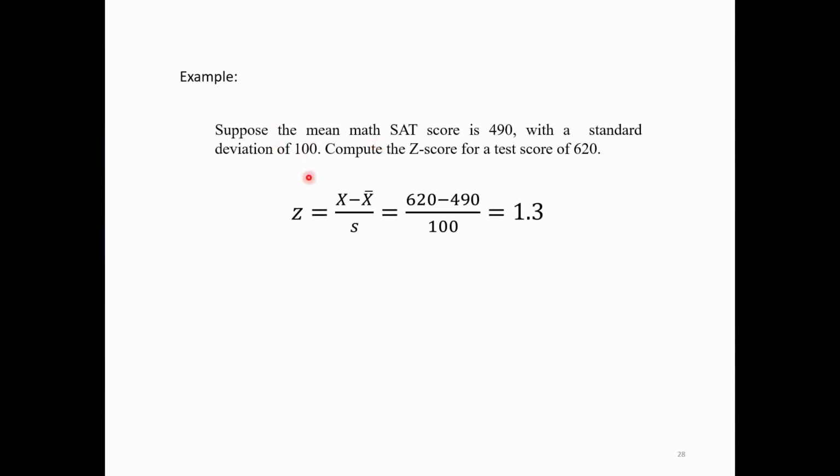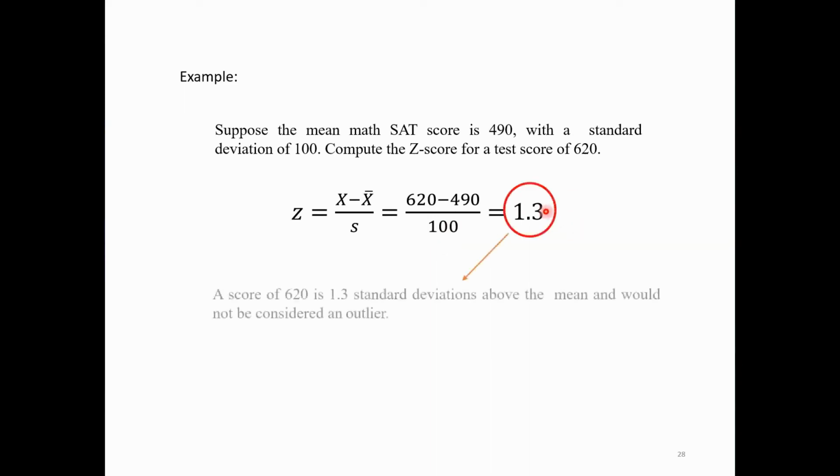So if you consider this particular example, suppose the math SAT score mean is 490 with a standard deviation of 100. If you're asked to calculate the Z score for a test score of 620, you take the 620 data point, deduct the mean value, which is 490, and divide it by 100. You get 1.3 as your Z score. How do you interpret this? Very simple. A score of 620 is 1.3 standard deviations above the mean and would not be considered an outlier. It tells you that your score of 620 is 1.3 standard deviations above the mean because it's positive. If it was negative, it would be below the mean.